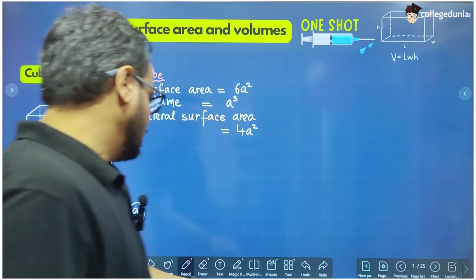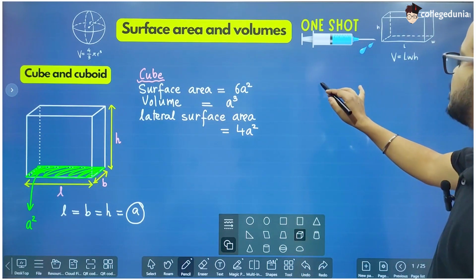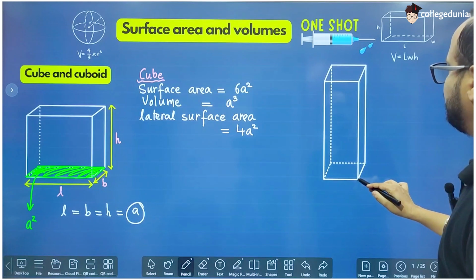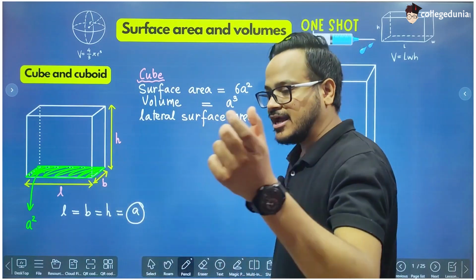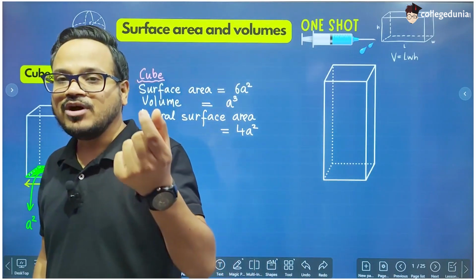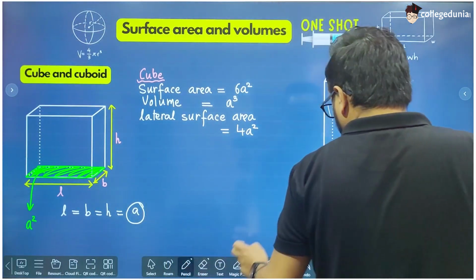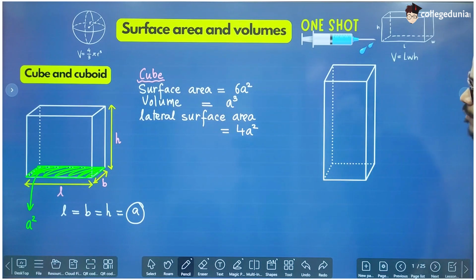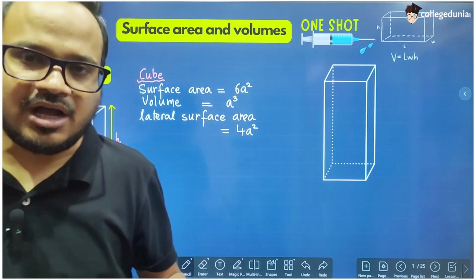Okay, next is cuboid. What is a cuboid? A cuboid is a three-dimensional body such that it has different length, breadth and height. This is a cuboid. The shape of your textbook is a cuboid. The shape of a matchstick box, that is also a cuboid. So cube is a special case of cuboid in which all the 3 edges are equal, but in this all the 3 edges are unequal. And even if one is unequal and the other 2 are equal, still we will call it a cuboid.